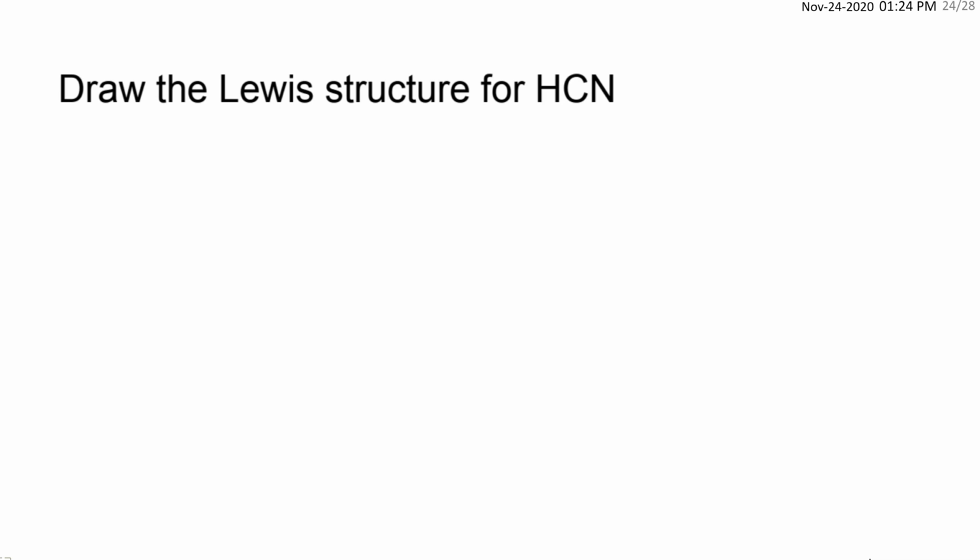Now, let's go ahead and try another one. We're going to draw the Lewis structure for hydrogen cyanide, or cyanic acid, I think. Cyanic acid? Hydrogen cyanide. Whichever.